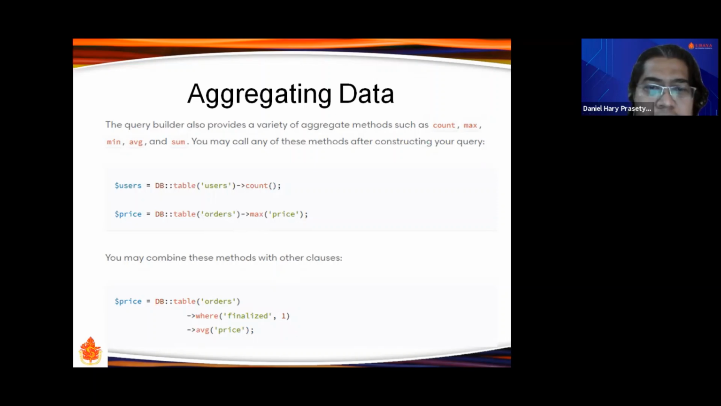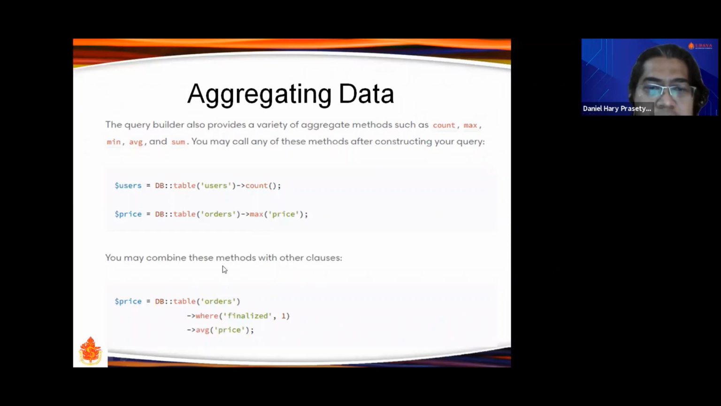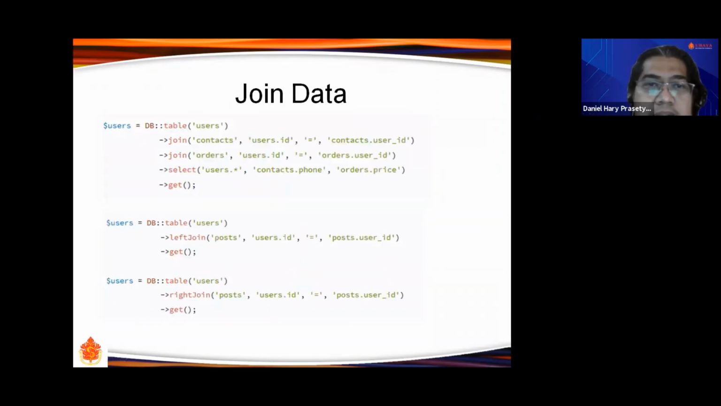And we can also combine this one in, for example, like this one. Select average price and the orders. And we already done this one. We can join two or more tables of data. Join users. This one is joined again with contact and orders.